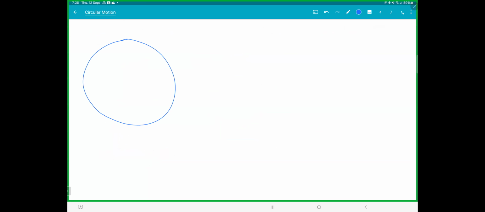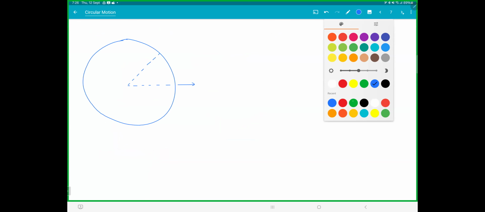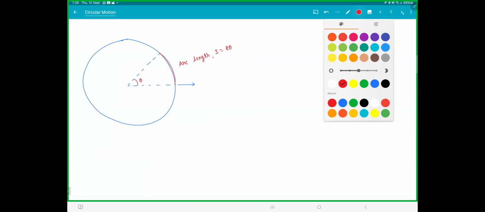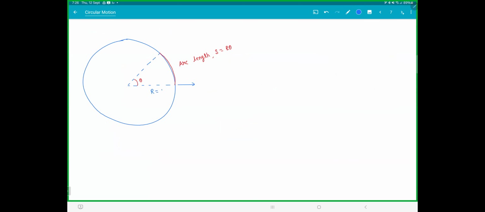To consider a particle going in a circle, if this is theta, this would be your arc length s, which is equal to r theta, and this radius is r. And this particle here is going in a circle, we'll call its velocity v tangential. It is just going along the tangent.